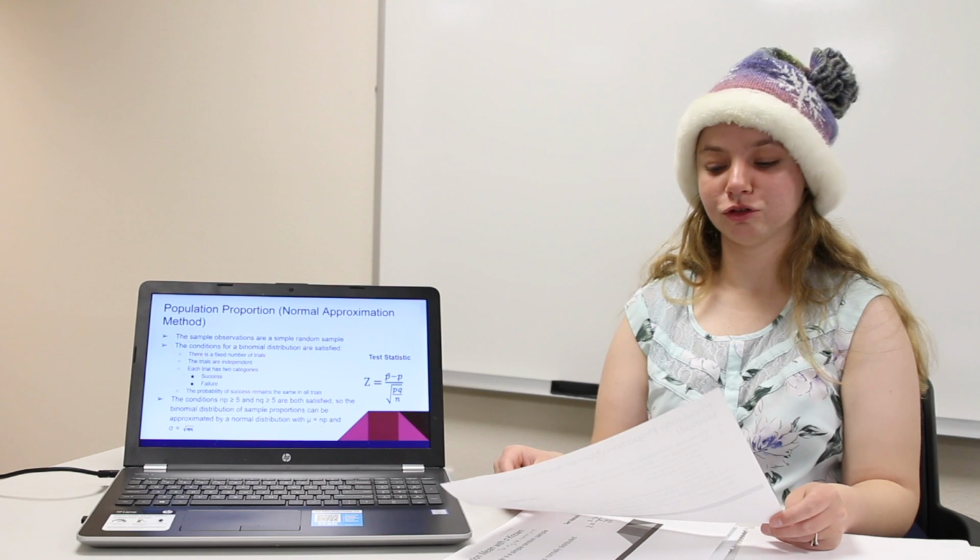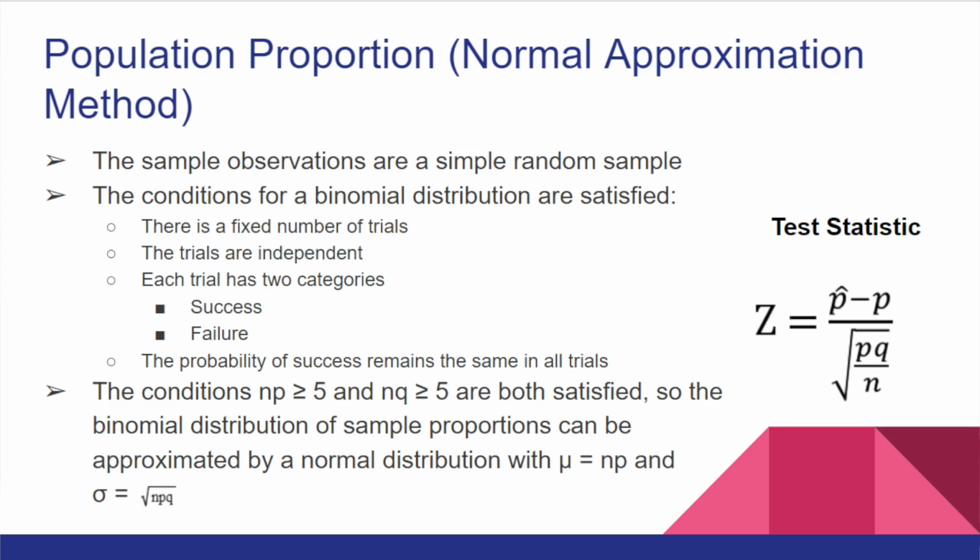The population proportion for the normal approximation method has the requirements that the sample observations are a simple random sample. The conditions for a binomial distribution are satisfied, which are that there's a fixed number of trials, the trials are independent, and each trial has two categories, success or failure. And the probability of success remains the same in all trials. The conditions np greater than or equal to 5 and nq greater than or equal to 5 are both satisfied.